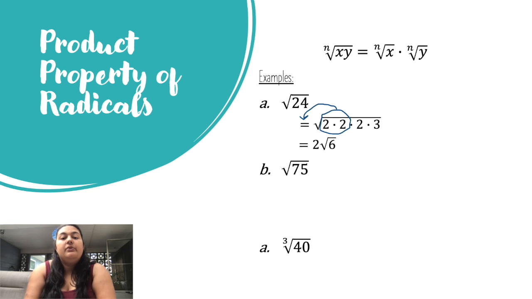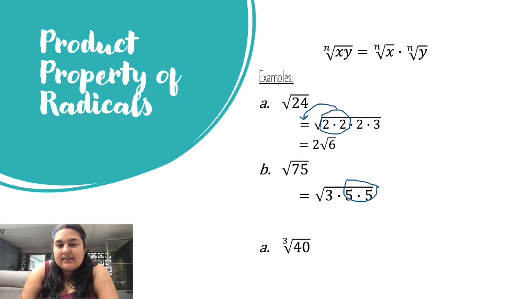Let's look at our next example. I have the square root of 75. Again, I'm going to use prime factorization to get the factors of that. So I have 3 times 5 times 5. Again, looking for doubles. Do you see it? There it is. Okay, I have my double. The square root of 5 times 5 is just 5, and I'm going to throw it out and rewrite it. There we go. 5 times the square root of 3. Nothing to multiply in the radicand there.